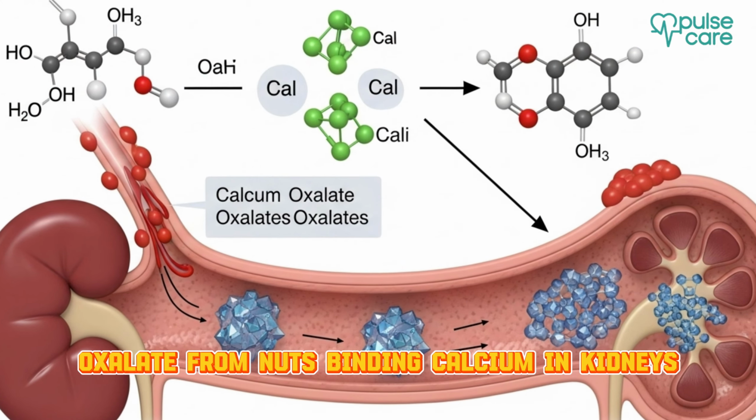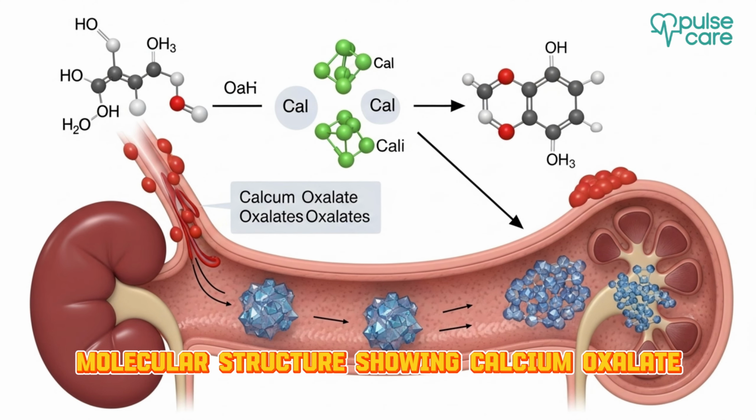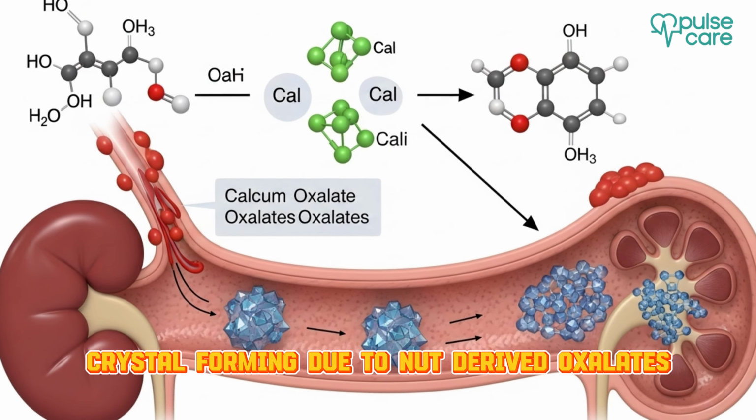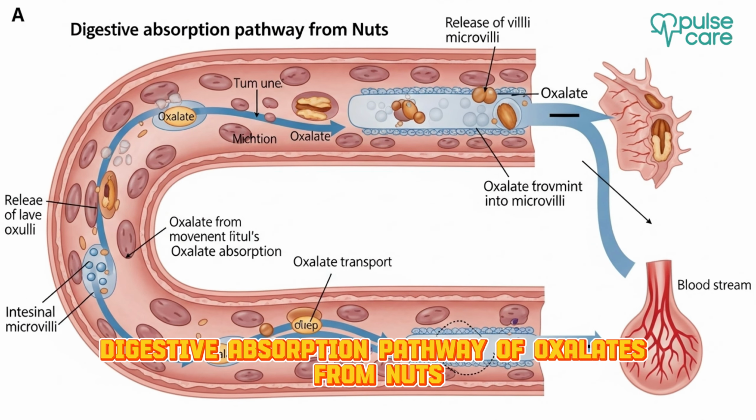Chemical diagram: oxalate from nuts binding calcium in kidneys. Molecular structure showing calcium oxalate crystal forming due to nut-derived oxalates. Digestive absorption pathway of oxalates from nuts.